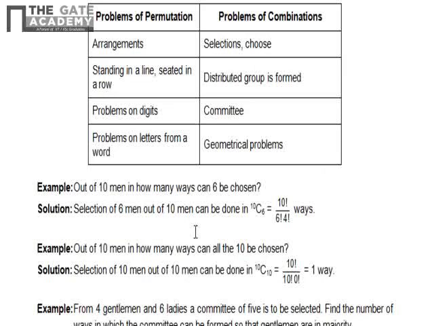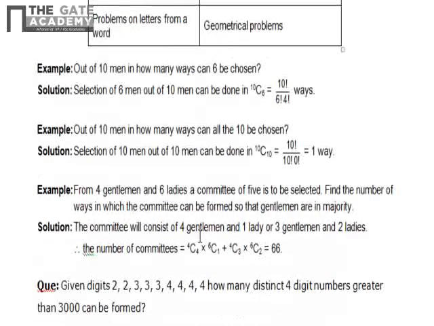Now we can see that the problems of permutation are like arrangement, standing in a line, sitting in a row, problems on digits, problems on letters from a word. Problems of combination are selection, choose, distributed, groups formed, committee, geometrical problems. So now we'll solve some problems, some examples.